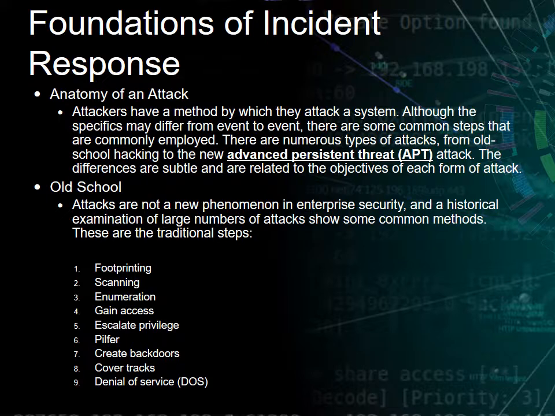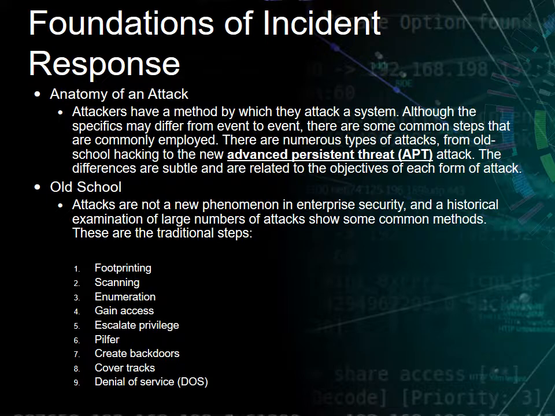Attacks are not a new phenomenon in enterprise security, and historical examination of a large number of attacks shows some common methods. So the traditional steps are footprinting, scanning, enumeration, gaining access or escalating privilege, pilfering, creating backdoors, covering tracks, and then doing a denial of service. Footprinting is the determination of the boundaries of a target space. There are numerous sources of information, including websites, DNS records, and IP address registrations. Understanding the boundary assists an attacker in knowing what is in their target range and what isn't.